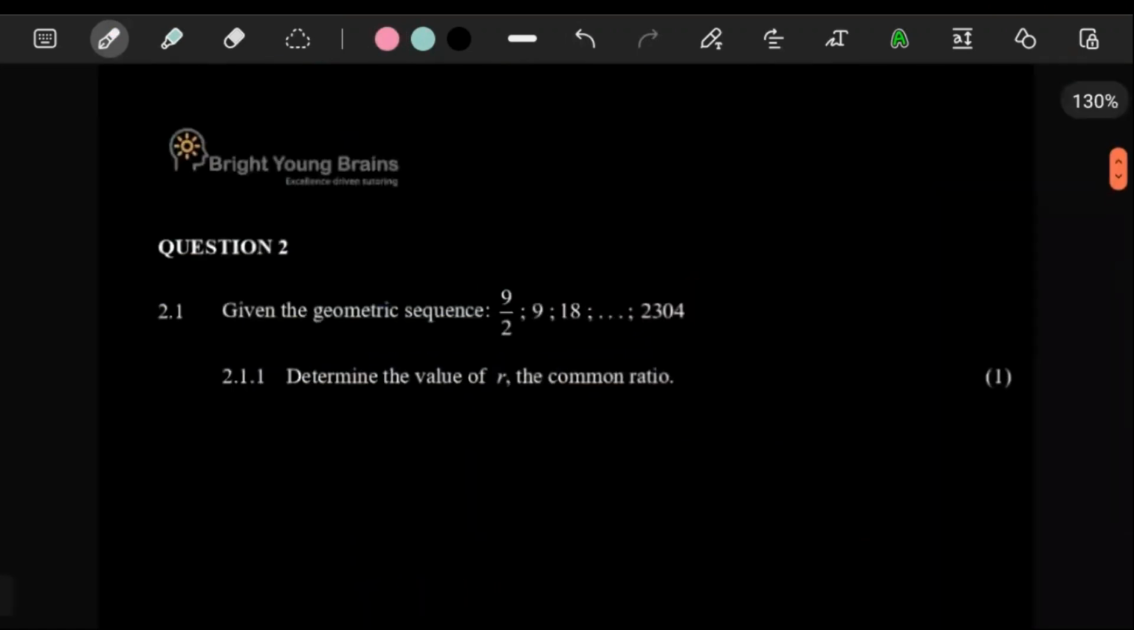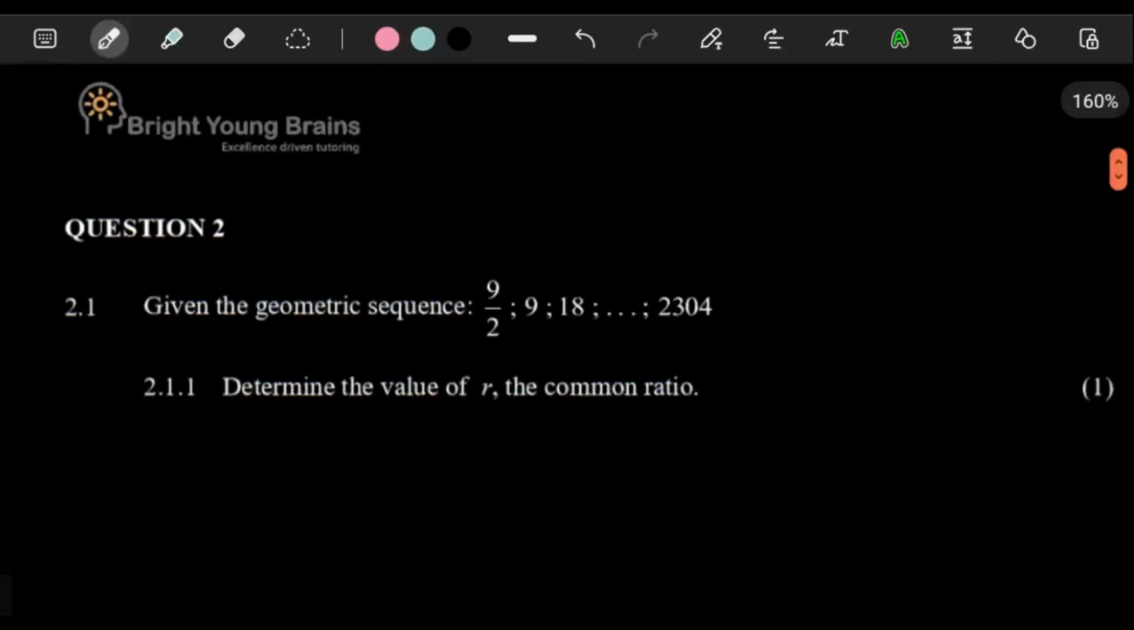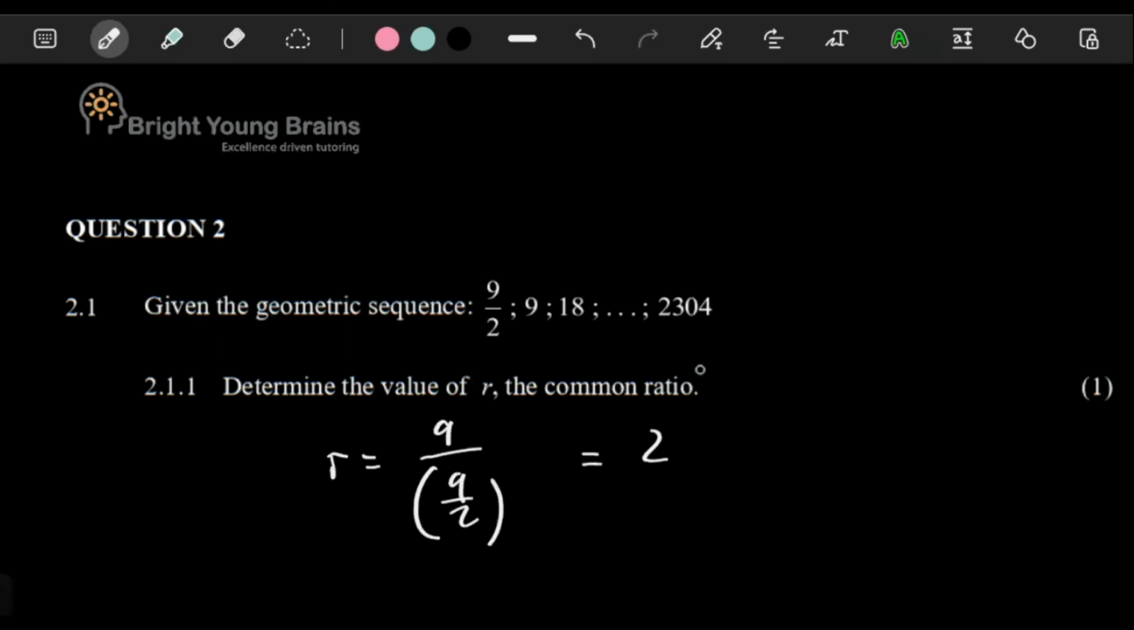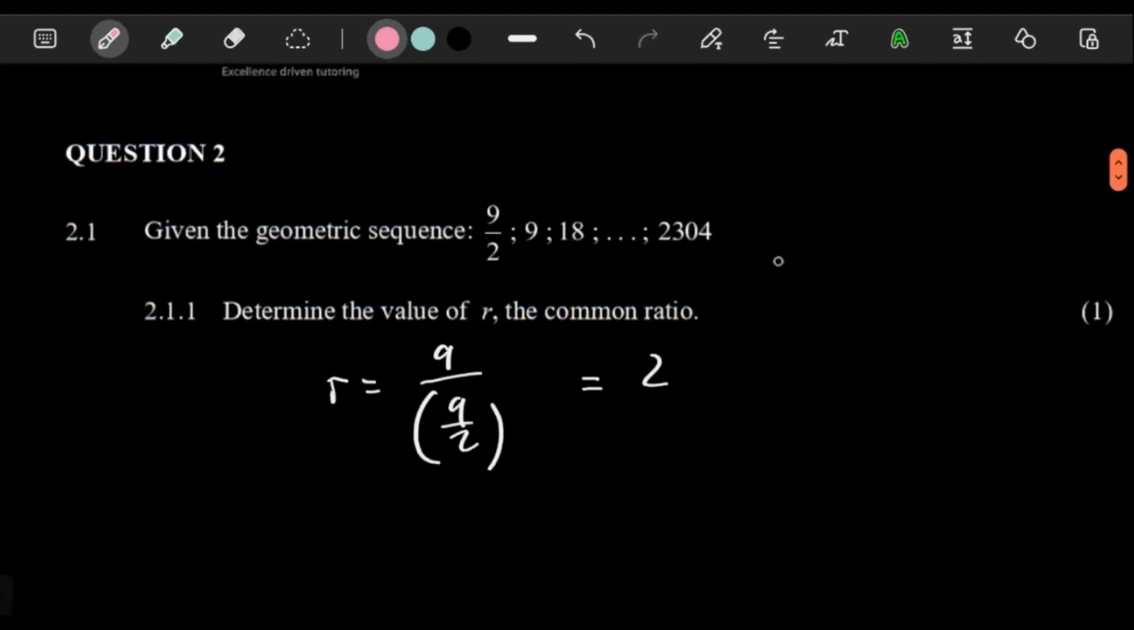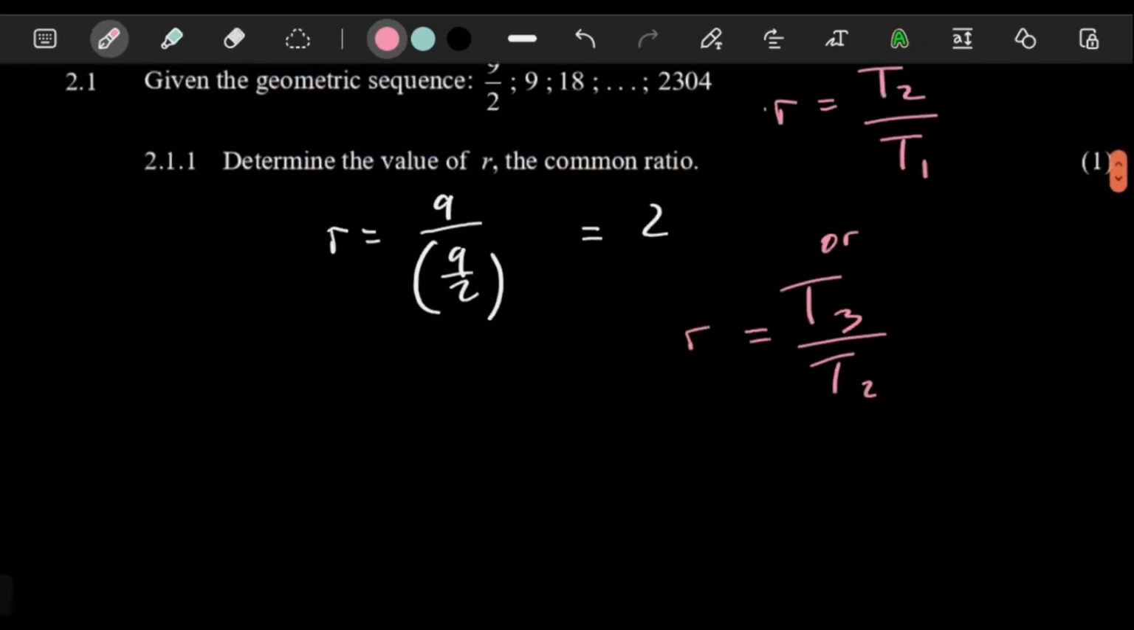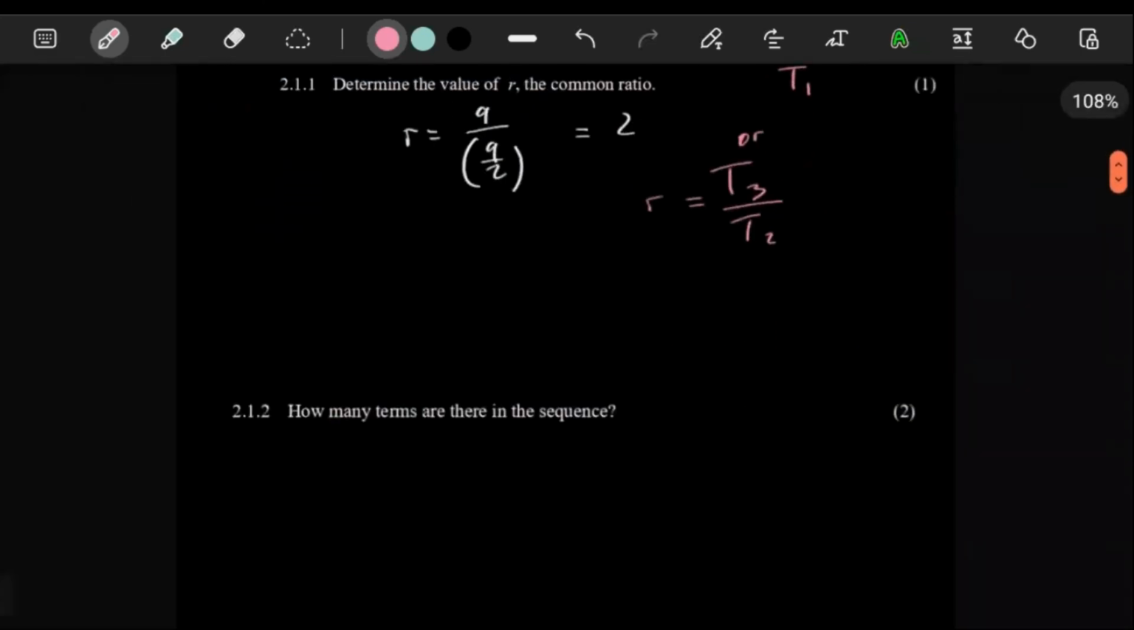Question 2 says, you have a geometric sequence as simply put here. This sequence starts with 9/2, and then 9, and then 18. So clearly everything is being doubled. So our common ratio here, we can clearly just have the 9 divided by 9/2. In your calculator, that's just going to give you a 2. Because remember, your value of r is always T2 over T1, or you can say T3 over T2. That's 100% up to you. You'll still get 2. So that's one easy mark there.